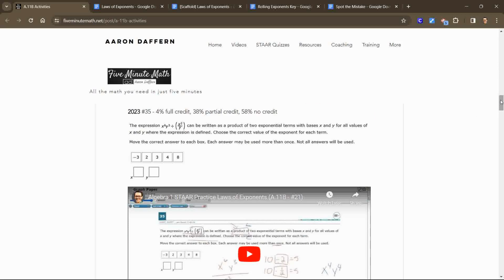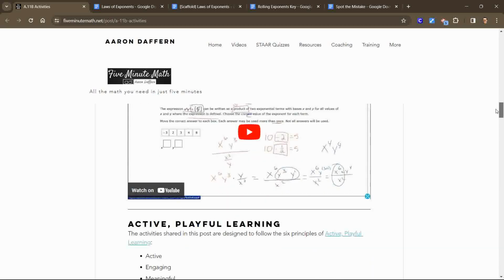And then look at this one, number 35. We only had 4% full credit. This is a two-point problem, and only 4% were able to get both of these numbers correct in this drag and drop. That's the lowest percent correct for any problem on any 2023 test, grades 3 through Algebra 1. And there's an explanation video of how to solve this.